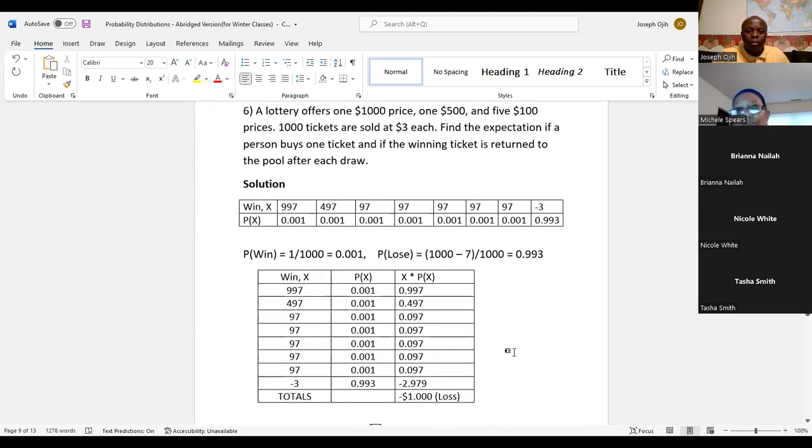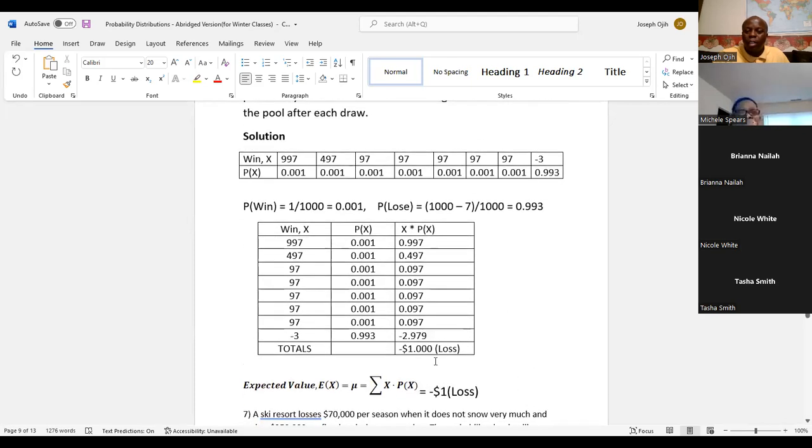So this time, you can see that with lottery, most of the time you are losing. That's why you have negative. If it's a business and it's negative, that means that business will not be profitable. If it's positive, that means you're going to gain.